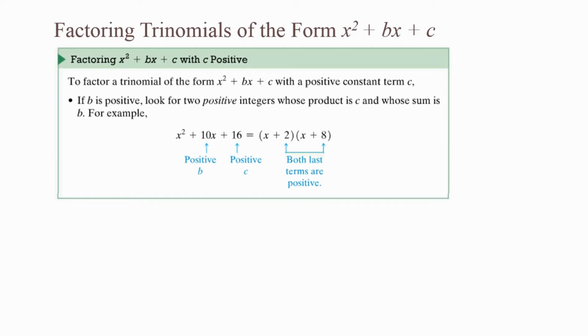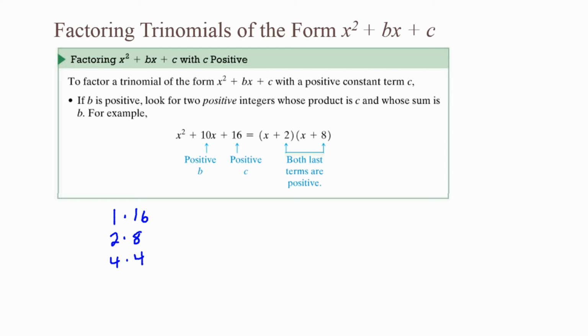Factoring x squared plus bx plus c with positive c. To factor a trinomial of the form x squared plus bx plus c with a positive constant term c, if b is positive, then look for two positive integers whose product is c and whose sum is b. For example, x squared plus 10x plus 16, I have a positive c and a positive b. They have to multiply to be c. So my choices are 1 times 16, 2 times 8, and 4 times 4.